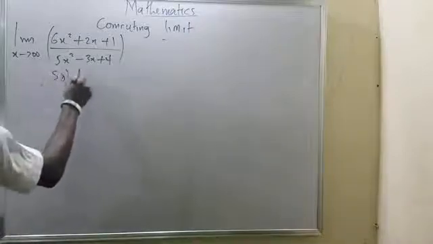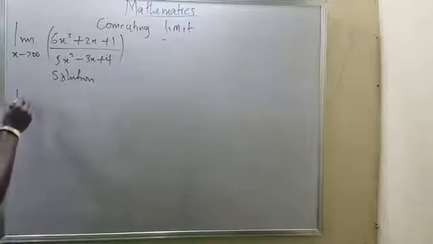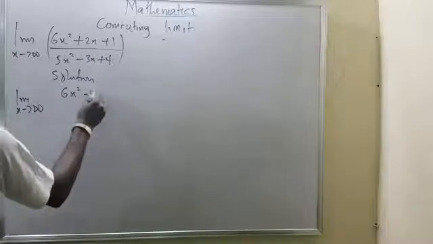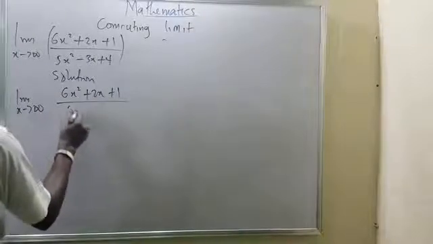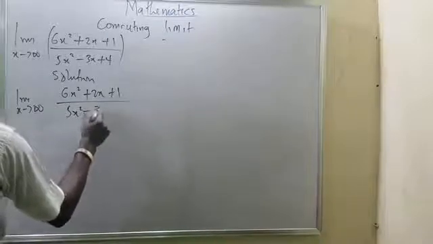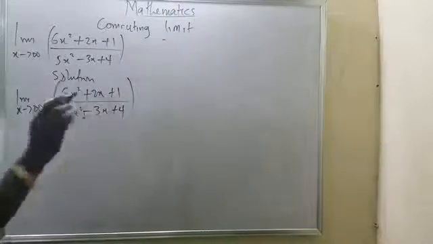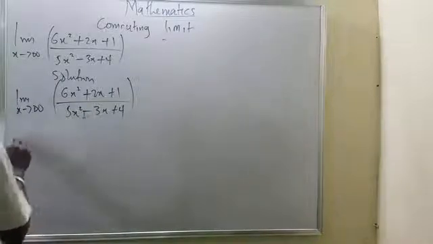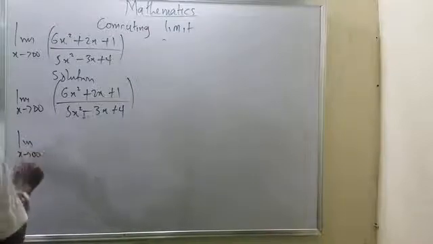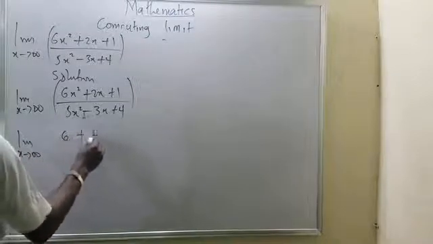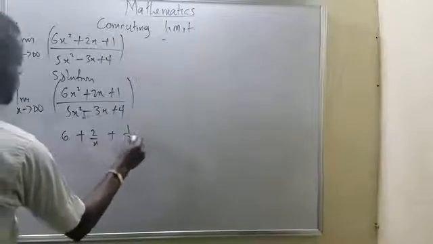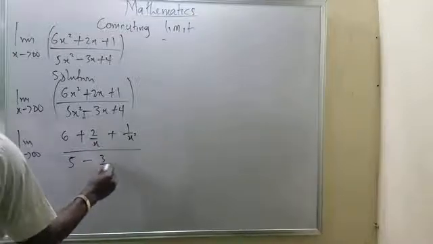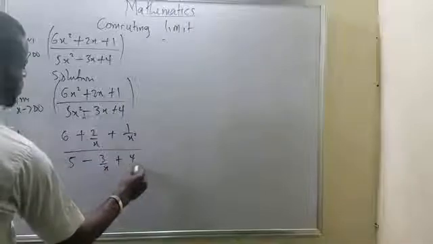Solution. Now, the limit as x tends to infinity, or approaches infinity, anyhow you want to say it, of (6x squared plus 2x plus 1) divided by (5x squared minus 3x plus 4). Since I have it this way, I can turn it to the limit as x tends to infinity of 6 plus 2 all over x plus 1 all over x squared, divided by 5 minus 3 all over x plus 4 all over x squared.